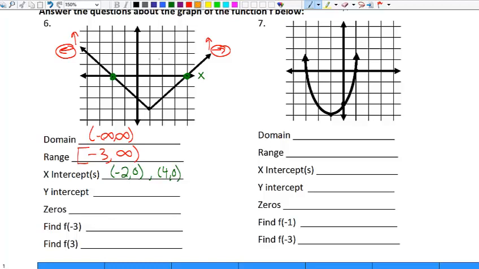Alright, the y-intercept is where my graph crosses the y-axis. So my y-axis is up and down, and it looks like it crosses at -2, and the way we write that is (0, -2).